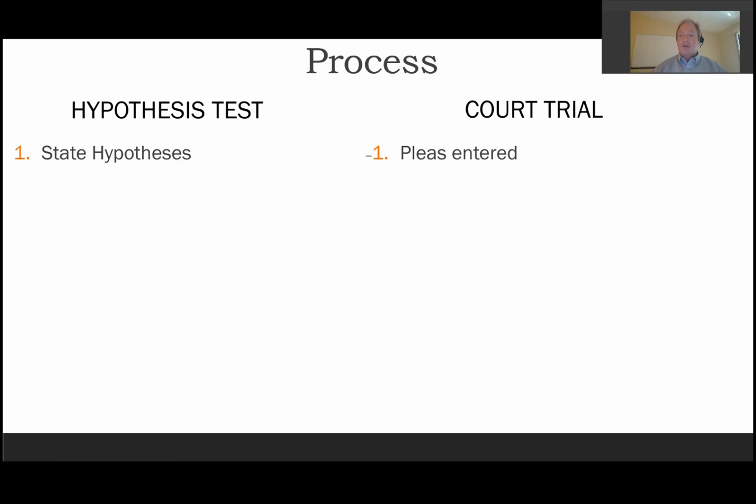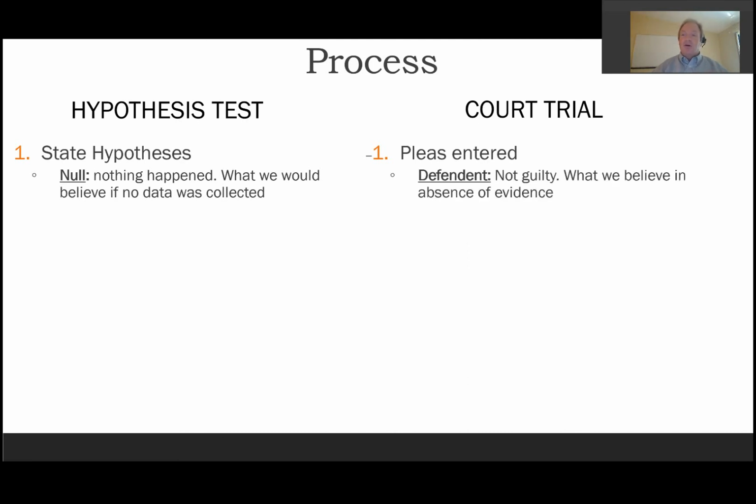In a court trial, the two sides state their positions, right? The null says nothing happened. It's what we would believe by default if we had not collected any data. And that corresponds to the not guilty plea. Nothing happened. I didn't do it. Again, it's what we believe in the absence of evidence. When you come in as a defendant in a court of law, you are presumed innocent. If the prosecutor comes in and says, I have nothing, you walk out of the court a free person 100% of the time. So in the absence of any evidence, we believe the person is not guilty.